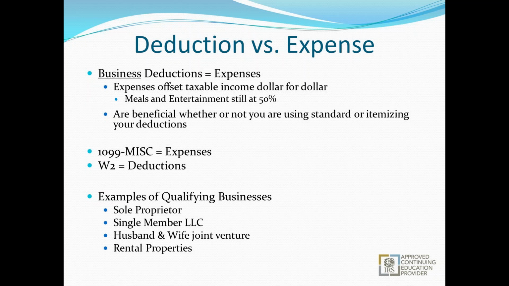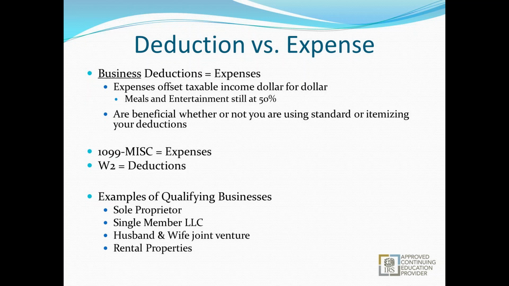Expenses offset taxable income dollar for dollar. Meals and entertainment for most people are still going to be at half value. If you've ever seen our Schedule C webinar or any sort of materials over business expenses, that's pretty much standard. Meals and entertainment get cut in half, but pretty much everything else is a dollar for dollar deduction. They are beneficial whether or not they're using standard or itemized deductions, because you are talking about money that you are spending to make money, so it's just going to come right off the top.